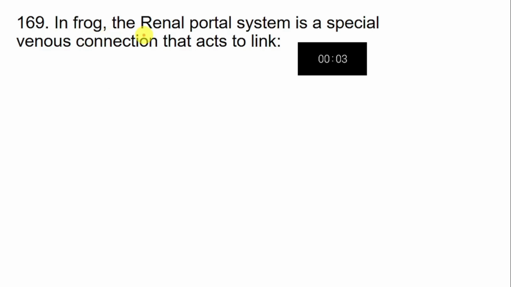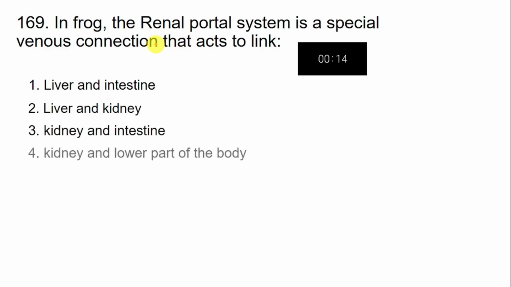In frog, the renal portal system is a special venous connection that acts to link the kidney with the lower part of the body. Option 4 is the right answer. Next question.